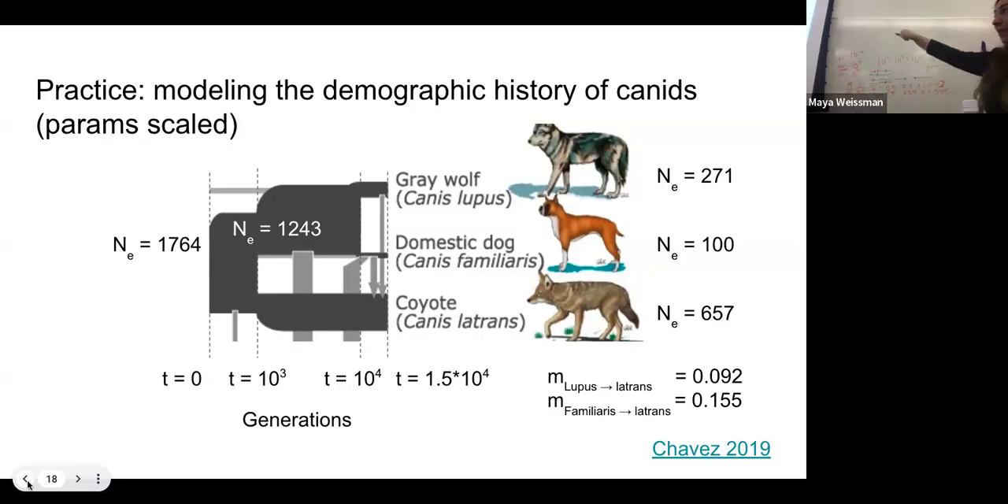So here are a bunch of population sizes and migration rates. I want you to note that there's migration into coyotes from lupus to latrans and from familiaris to latrans, but not the other way around. It's very asymmetrical. So given all of these parameters, I want you to create a SLiM code that does this. You don't necessarily need to have multiple mutation types, although you can if you want. You can use any recipes you want. There's only 3 populations to keep track of.